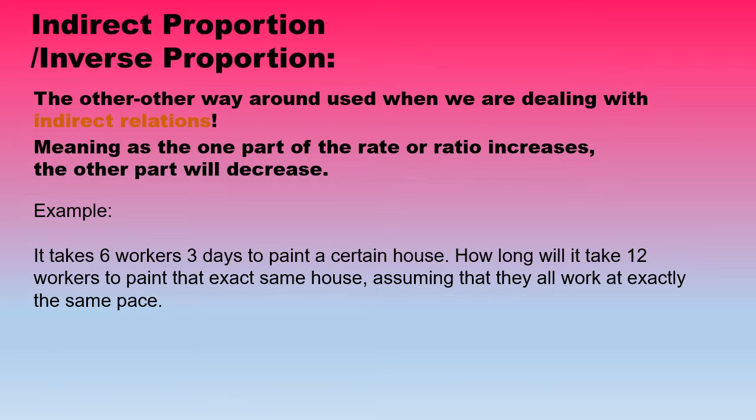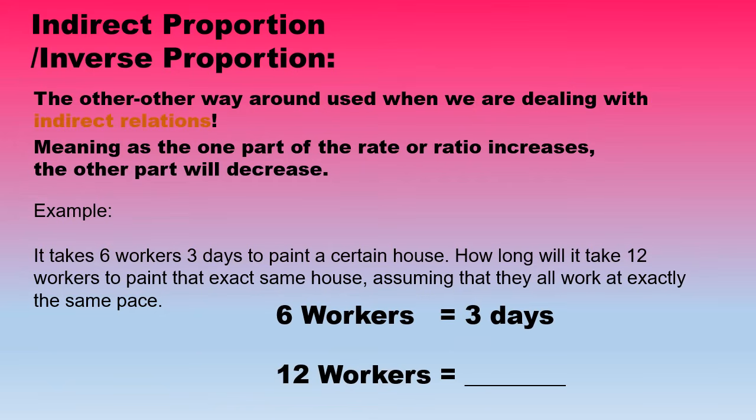So it takes 6 workers 3 days. We write it up the same as the pirate method: 6 workers equals 3 days. We don't want 6 workers, we want 12 workers. But in your mind, you should have already said this is an indirect proportion, because the more workers I have, the fewer days it should take me to finish that house. So we're going to use the other way around. Why do I say that? I always cross my hand up. We start in the opposite direction from where we would have started with the pirate method. So you start opposite, at the 3 days.